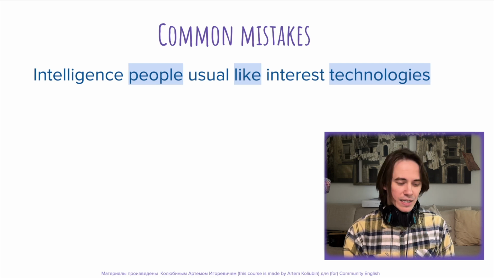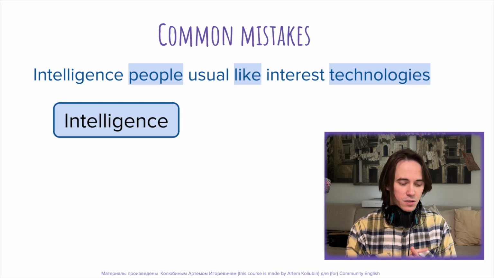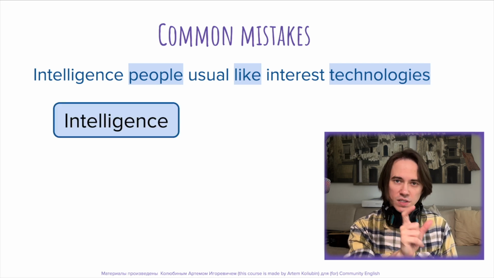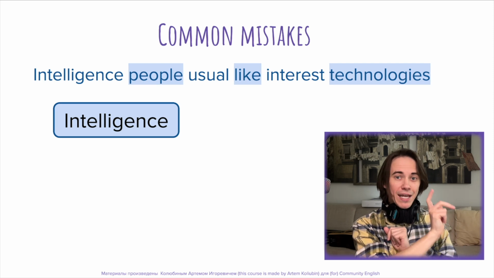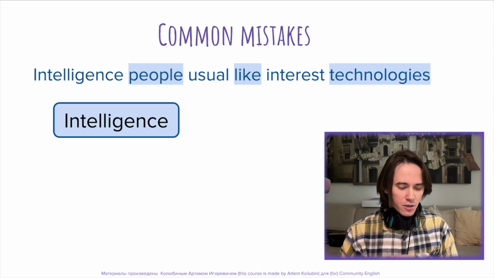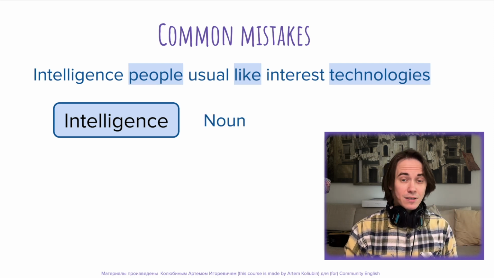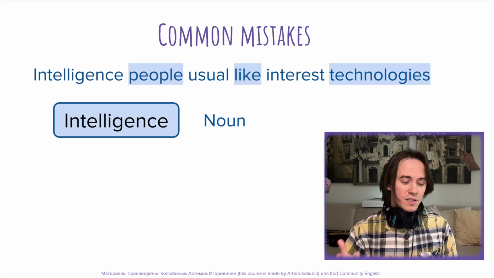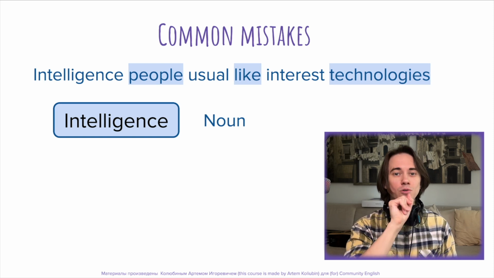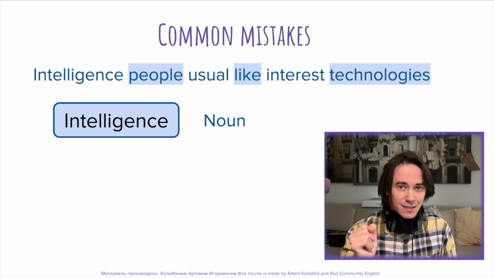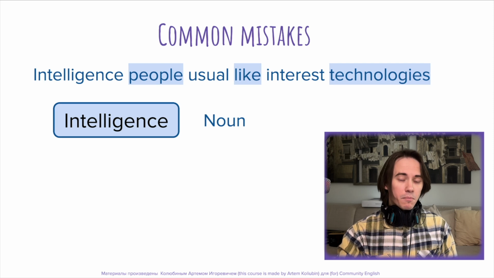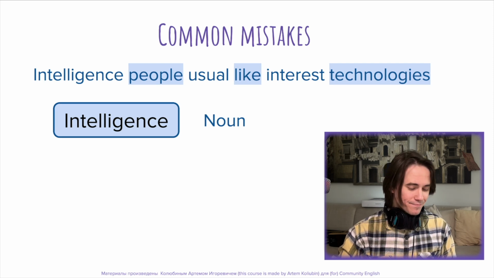So let me give you an example. So the word intelligence. So if we see people as the subject, so before it should be an adjective, right? So the problem here is that intelligence is not an adjective, it's a noun. So the right way of saying it would be intelligent, using the suffix ent to make it an adjective. More on that in just a minute.